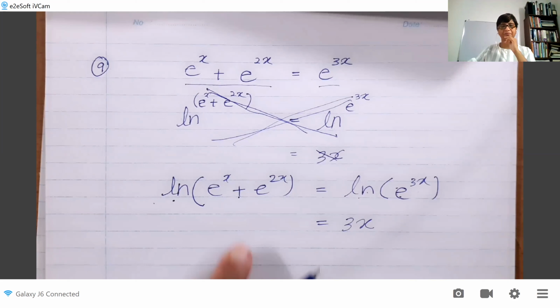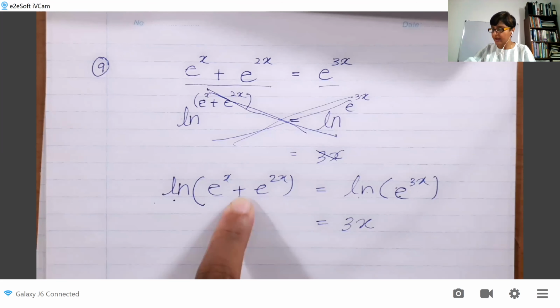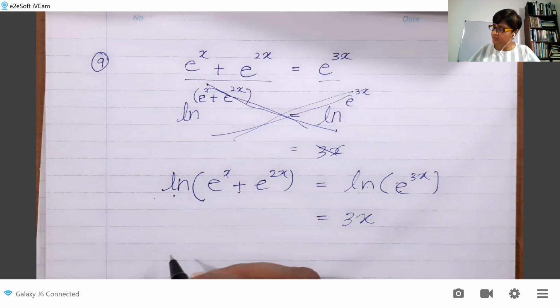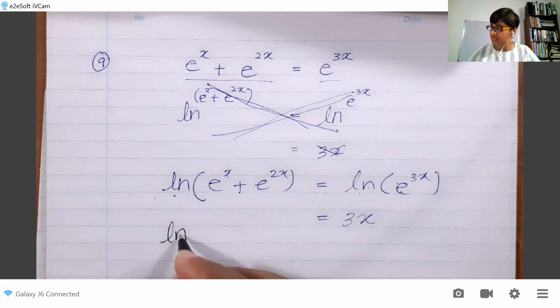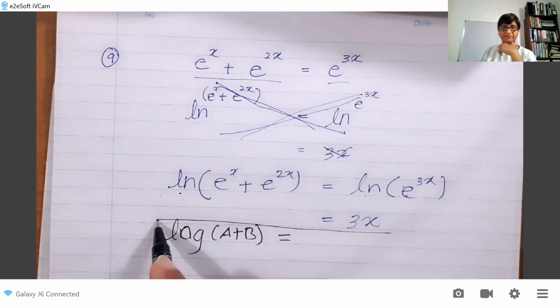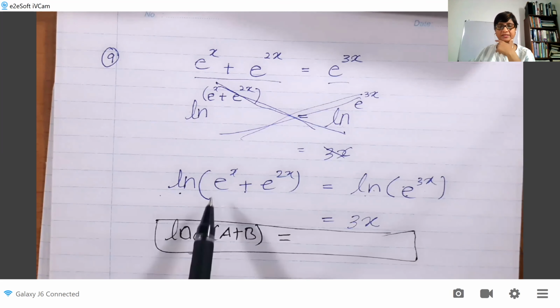Here, do we know how to simplify? Ln or log of sum of two things, because you have sum of two things. Do we have a rule in our log rules? We have a set of log rules. Do we have a rule there that tells us how to simplify something like this? What is log a plus b equal to? Do we have a rule like that? If we have, we can apply it here and simplify this. We don't have anything like that.